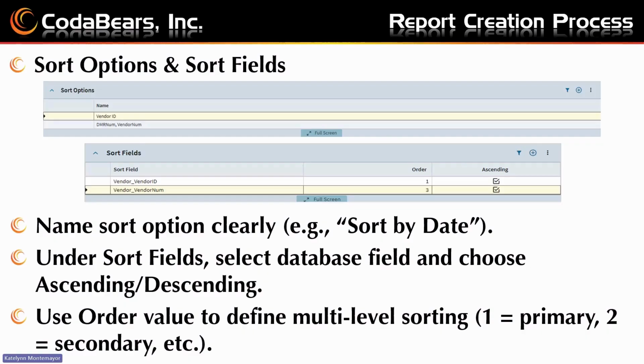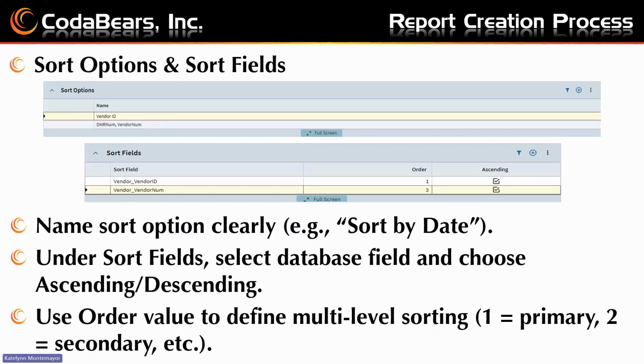For the sort options, we see that I made vendor ID and DMR num, comma, vendor num. These are just going to be text fields. And essentially what this lets you do is create a drop down, which allows you to sort your data before the report is run. So if you wanted to sort ascending by the vendor ID and then the vendor num, I created this. I wrote vendor ID up top, and that's going to be the label that shows on my dropdown. And then the sort field is what it's actually going to be sorting by, if that makes sense.